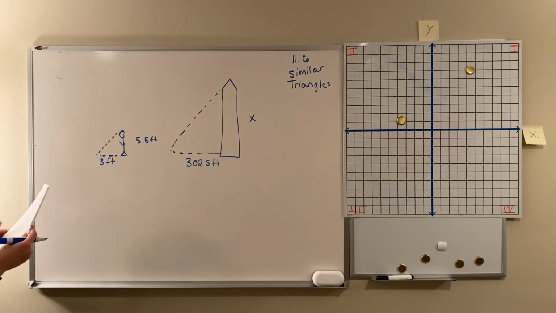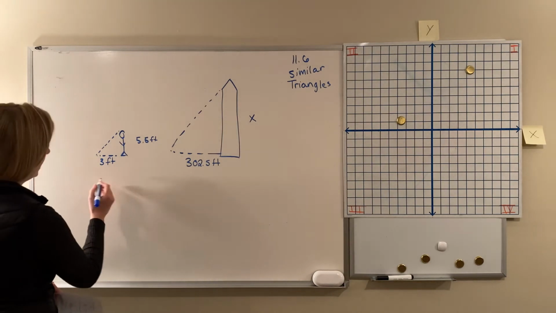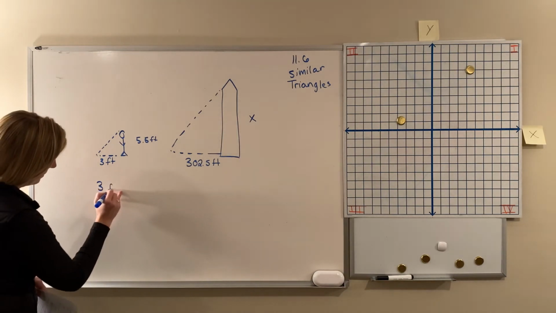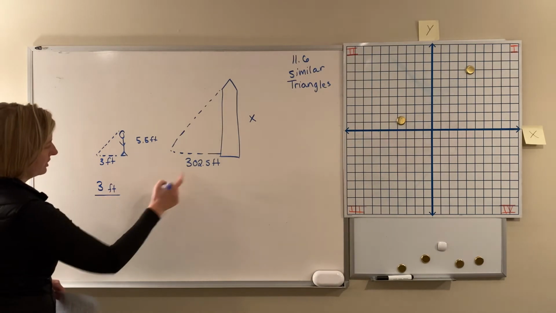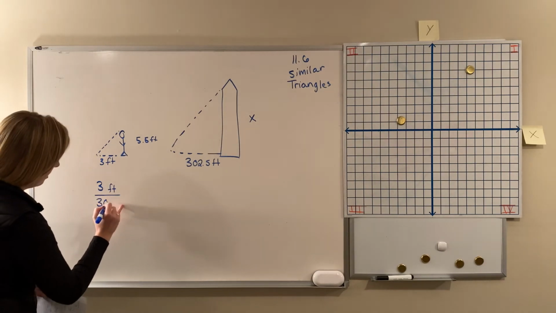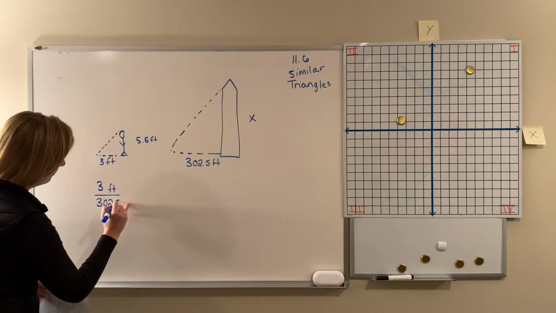And so now we're going to create a ratio with the information we have to solve for the information we don't have. Well, let's start with our shadows. We know Janelle's shadow is 3 feet, and we know the Washington Monument shadow is 302.5 feet.